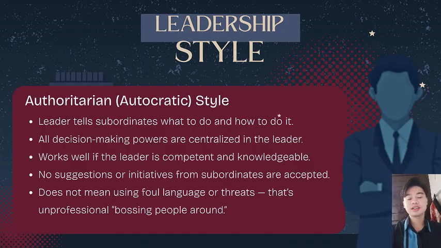Here are the three classic leadership styles: the authoritarian or autocratic style. This leader tells subordinates what to do and how to do it. All decision-making powers are centralized in the leader. This style works well if the leader is competent and knowledgeable, especially in urgent or high-pressure situations. However, in this approach, suggestions or initiatives from subordinates are not accepted.